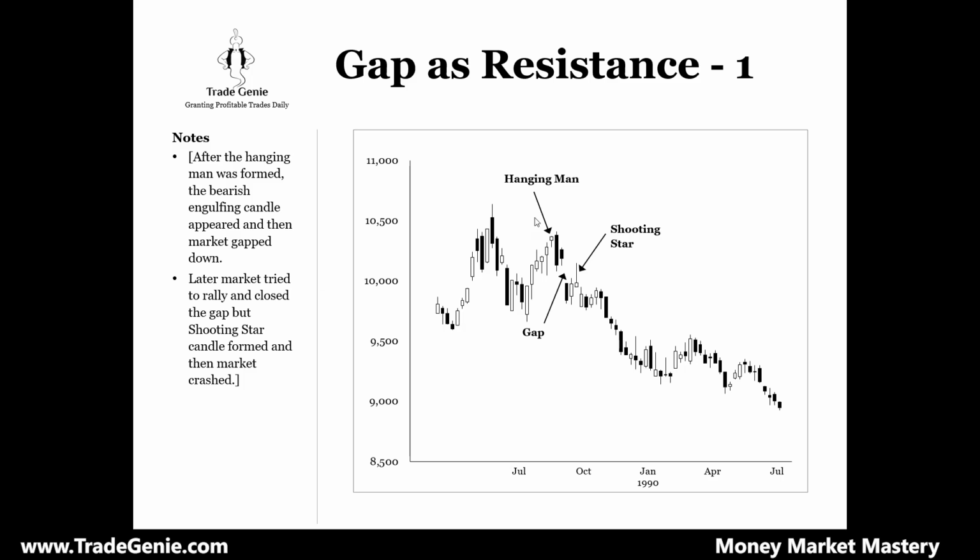Regret is a very strong emotion. So here is something called a hanging man. This is a bearish signal, and then the market gapped down. So when the market gapped down and it rallied, those buyers who did not sell somewhere, they unleashed their sell program right here. So the gap got filled because this is a whole resistance zone.